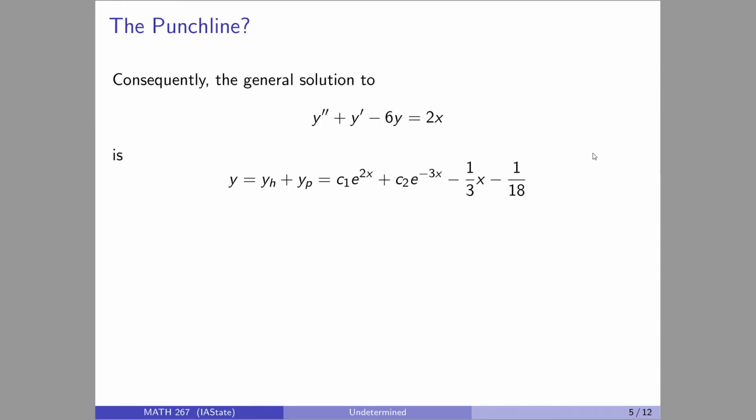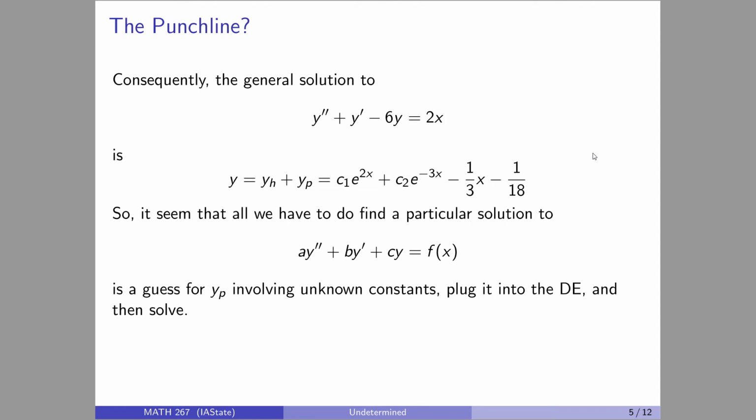But anyway, we can now tell you what the general solution is. So we solved the homogeneous, c1 e to the 2x plus c2 e to the negative 3x, and now we've found a particular solution. We found something that worked: negative 1/3 x minus 1/18. It's rigged to work.